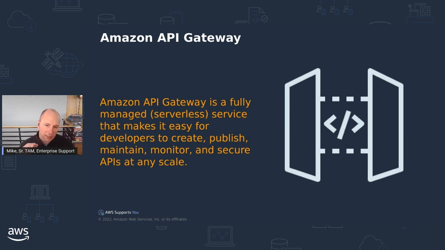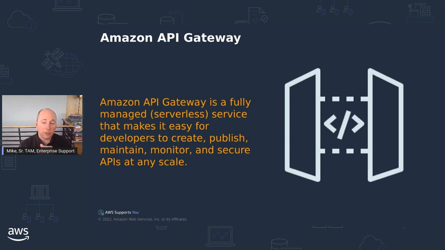An API acts as a front door for applications to access data or business logic or functionality from your backend services. Using API Gateway, you can create RESTful APIs and WebSocket APIs and enable real-time two-way communication for applications. API Gateway supports containerized and serverless workloads as well as web applications. API Gateway handles all the tasks involved in accepting and processing up to hundreds of thousands of concurrent API calls, including traffic management, cross-origin resource sharing, authorization, access control, throttling, monitoring, and API version management.